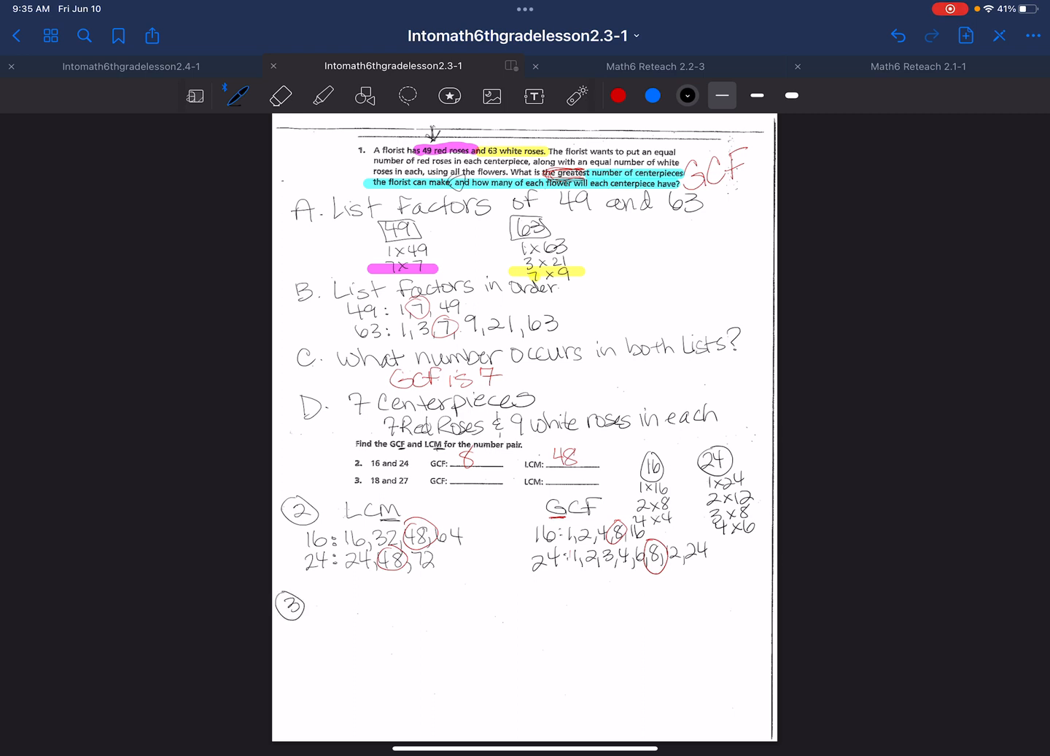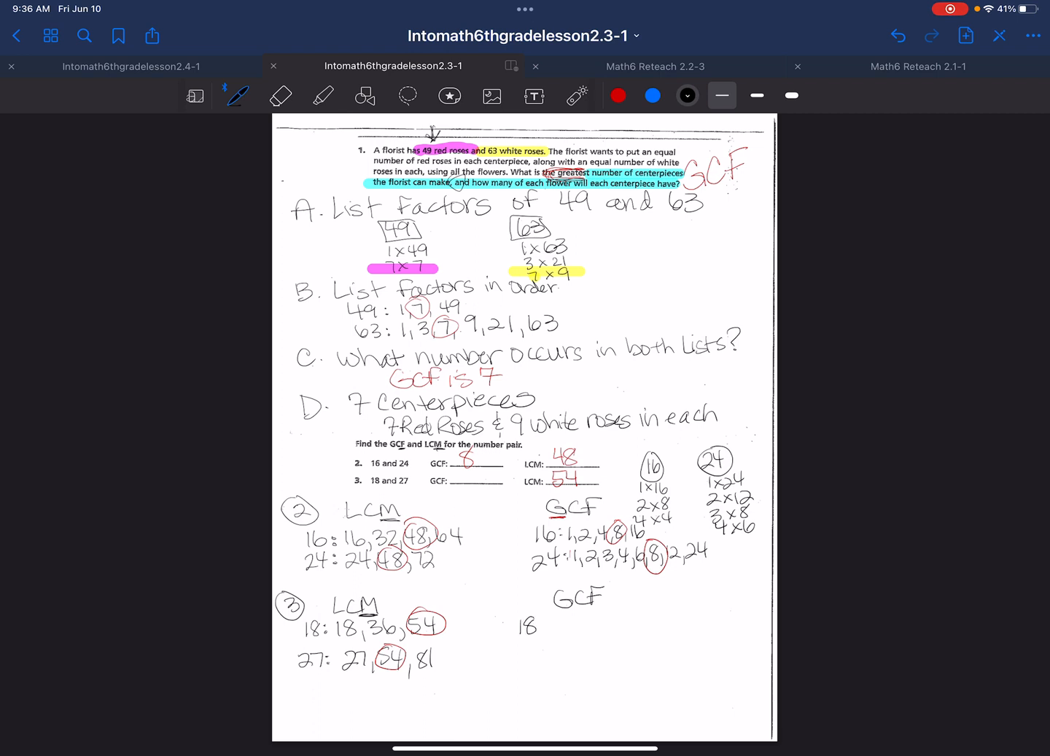Okay, let's try that for question 3. We're going to do the same thing again. Stop the video if you want to go ahead and try this on your own, and then watch me solve the problem after you do it on your own. Okay, we're trying to do the multiplication facts, remember, of 18 and 27. So we're skip counting. 18, 36, 54, 27, 54, 81. Oh, I see a number they have in common. That would be 54. So I know the LCM would be 54.